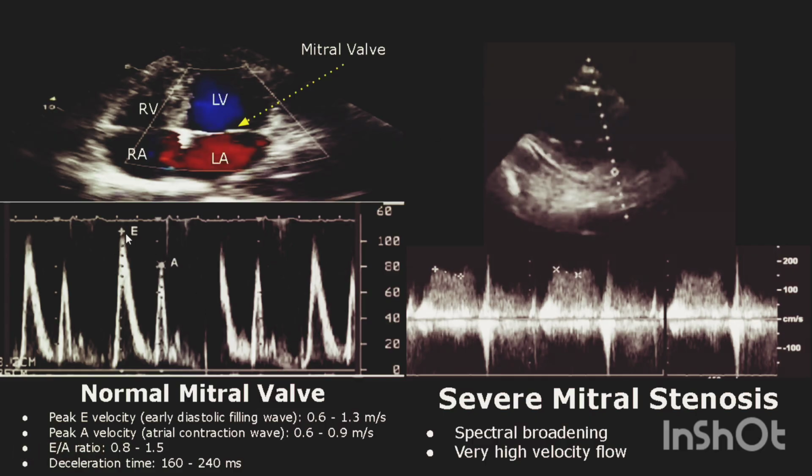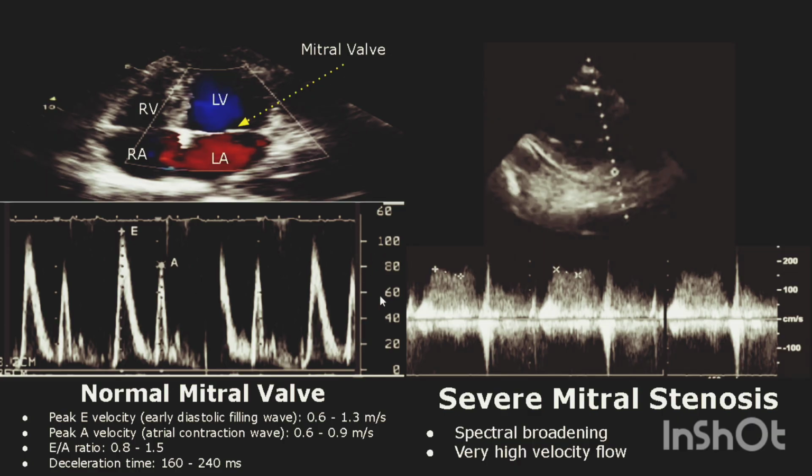This is a spectral waveform of a normal mitral valve. Mainly it gives two prominent waves. The first wave is the E wave or the early diastolic filling wave, and the second wave is the A wave or the atrial contraction wave. The peak velocity of E wave is between 0.6 to 1.3 meters per second or 60 centimeters to 130 centimeters per second, and the A wave velocity is between 0.6 to 0.9 meters per second or 60 to 90 centimeters per second.